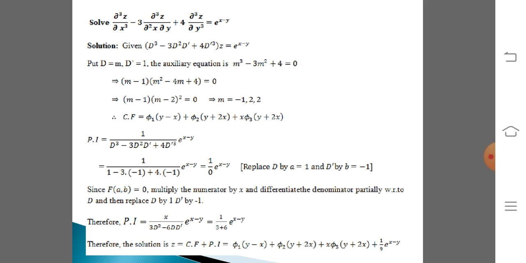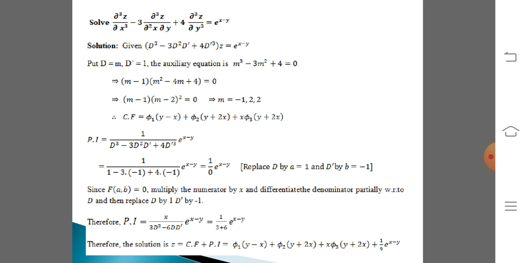Next, let us find the particular integral. Particular integral is given by 1 by D cube minus 3D square D dash plus 4D dash cube into e power x minus y. Here the function is e power x minus y, it is of the form e power ax plus by, where a equal to 1 and b equal to minus 1. So, to find PI we have to put D equal to a, which is equal to 1, and D dash equal to b, which is equal to minus 1.